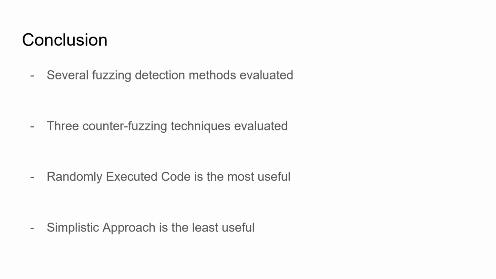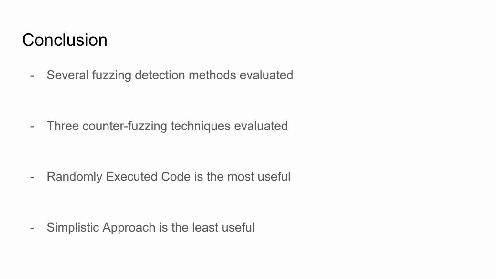So in conclusion, several fuzzing detection methods were evaluated. It is recommended that these methods are carefully implemented by a programmer and not just lazily put in there, as it might affect a legitimate user. Also, several of these methods should be used with one another to make sure legitimate users are not affected. Three counter-fuzzing techniques were also evaluated: the simplistic approach, the randomized jumps, and randomly executed code. We found that randomly executed code is the most useful and is the recommended approach.